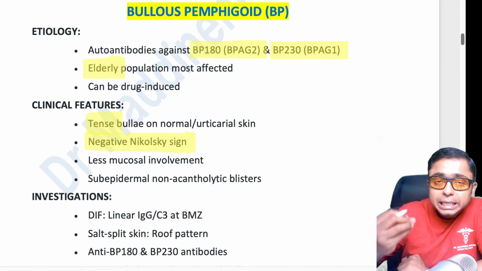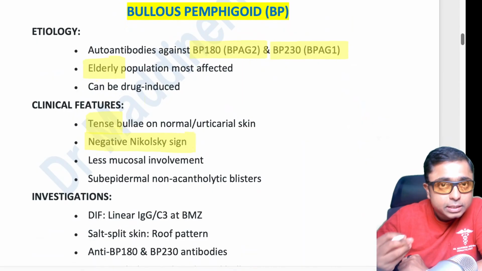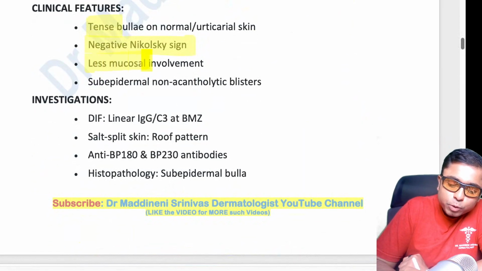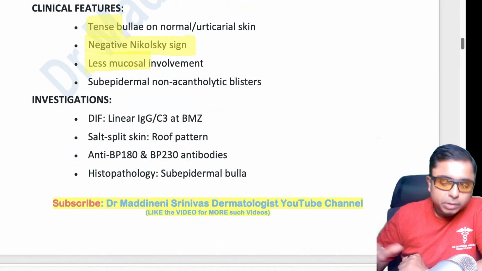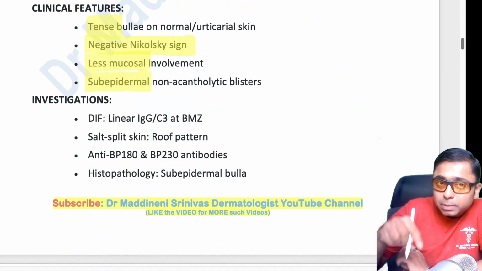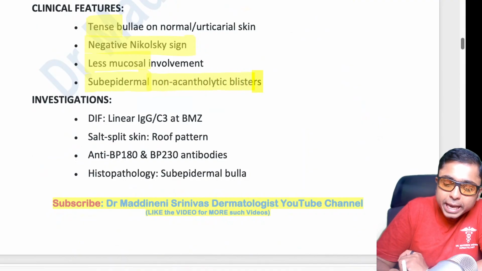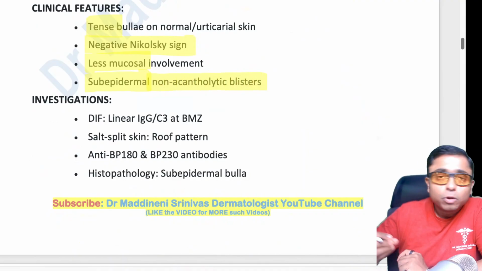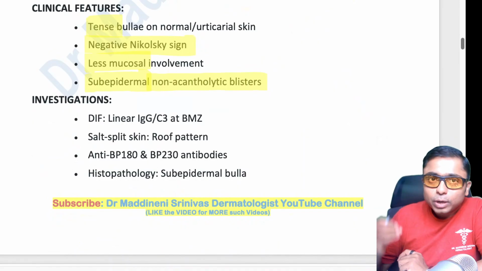Remember, Nikolsky sign can be seen in conditions where acantholysis is positive, and mucosal involvement is less, it can be up to 10 to 30%. The percentage is not very important. And remember, it is a subepidermal blistering disorder, so it is a non-acantholytic blistering disorder. Subepidermal non-acantholytic blistering disorder is bullous pemphigoid.